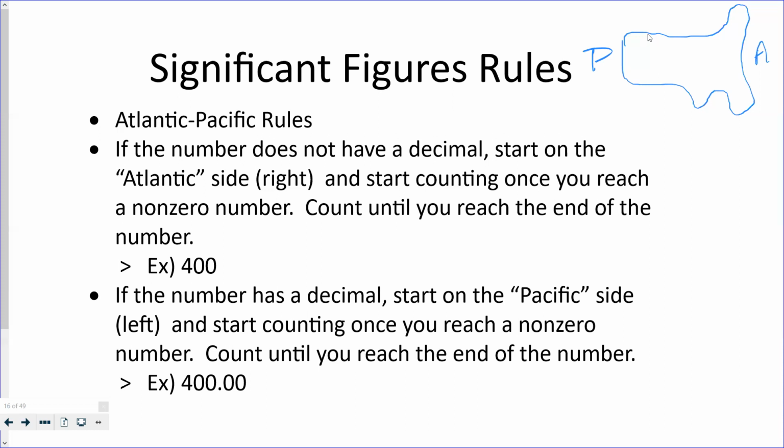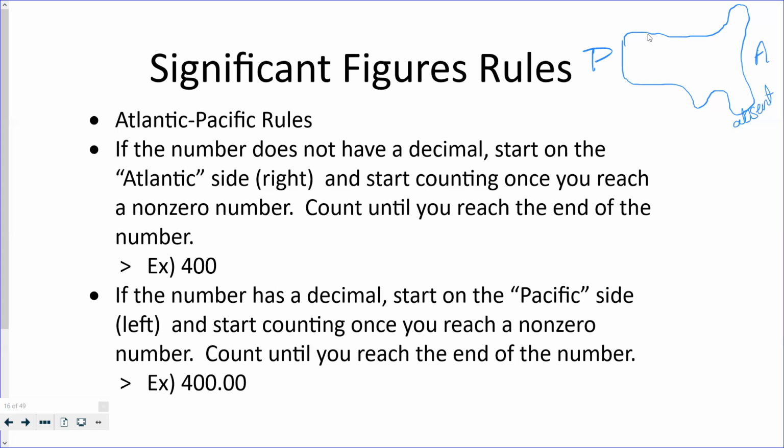counting from. So if the number does not have a printed decimal point, the decimal is absent. We're going to start counting on the Atlantic side of the number. So start from the right of the number, and we're going to read this number from right to left. And we're going to start counting digits once we reach a non-zero number. And then once you start counting, you count every digit after you have started counting.